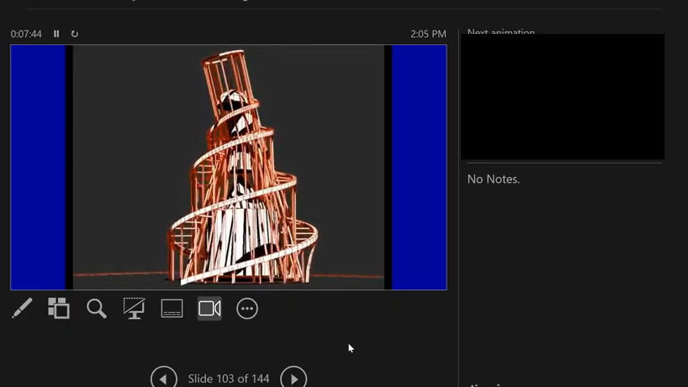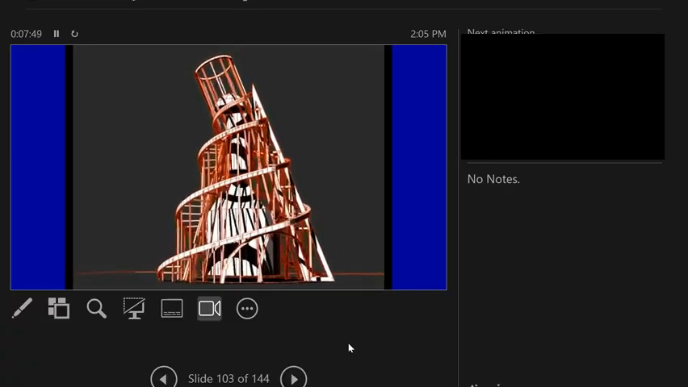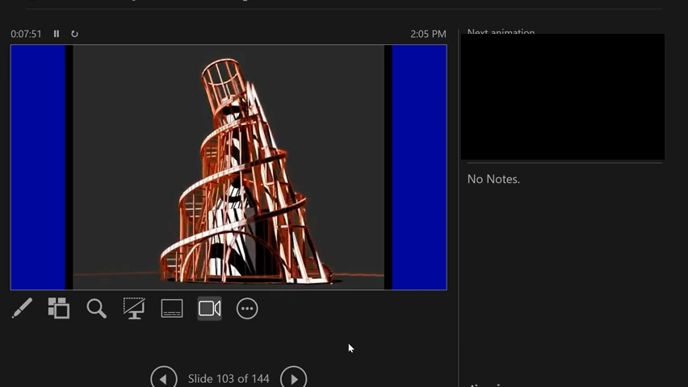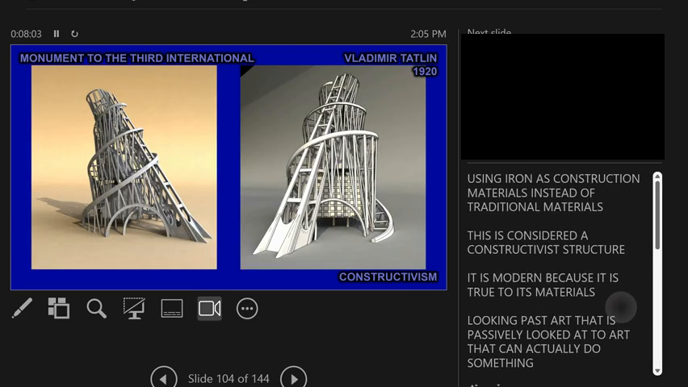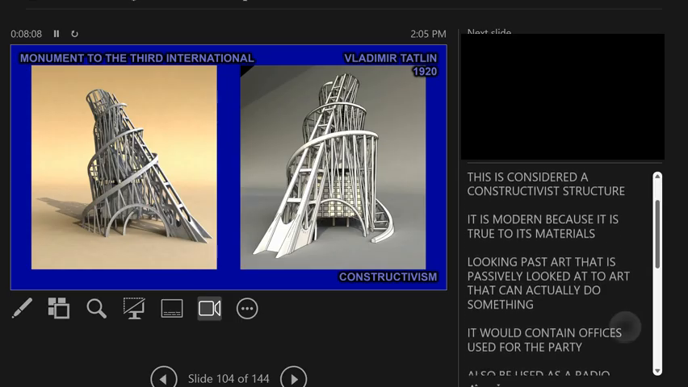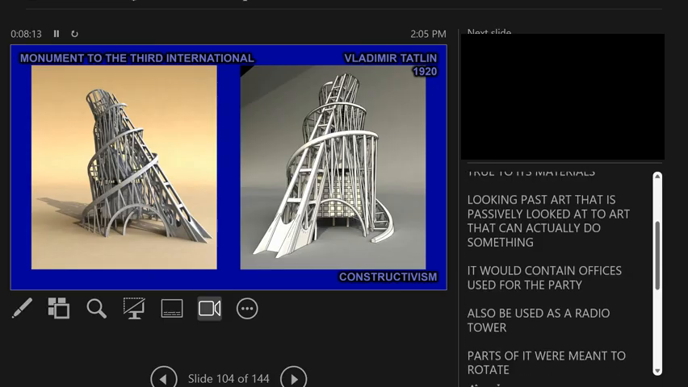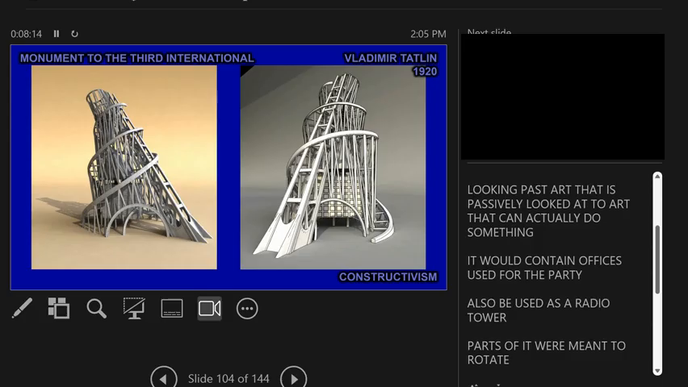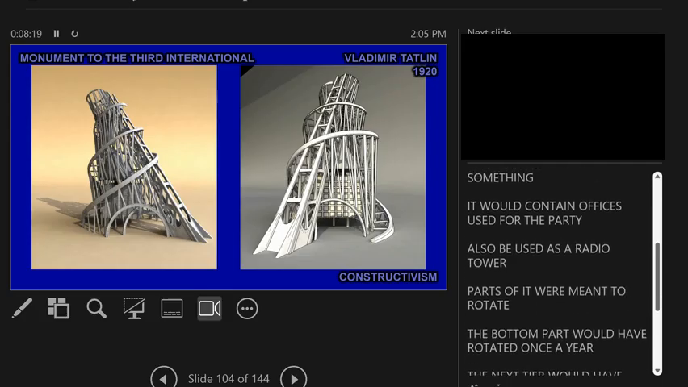That's meant to be an office building on the inside. It's meant to have a square office building with a pyramid office building on top of that, with a cylinder on top of that. He's using iron as a construction material instead of traditional materials. And this is considered a constructivist structure. It is modern because it's true to the materials. We're looking past the art that is passively looked at to art that can actually do something.